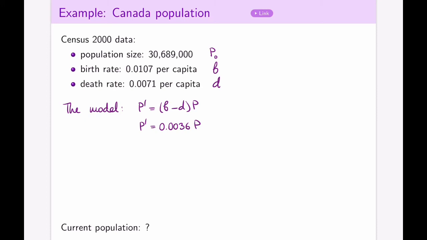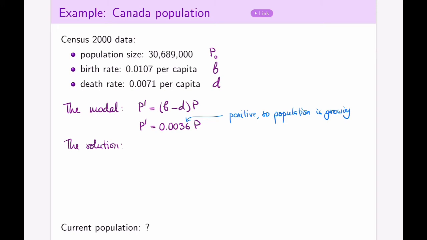There are a couple of things to notice right away. For example, the fact that this number is positive, which means that the rate of change is positive. So that means the population is in fact growing. The other thing to notice, of course, is that this differential equation is exactly in the form of the equation whose solutions we've just discussed. That means that I can immediately come up with the solution to this equation.